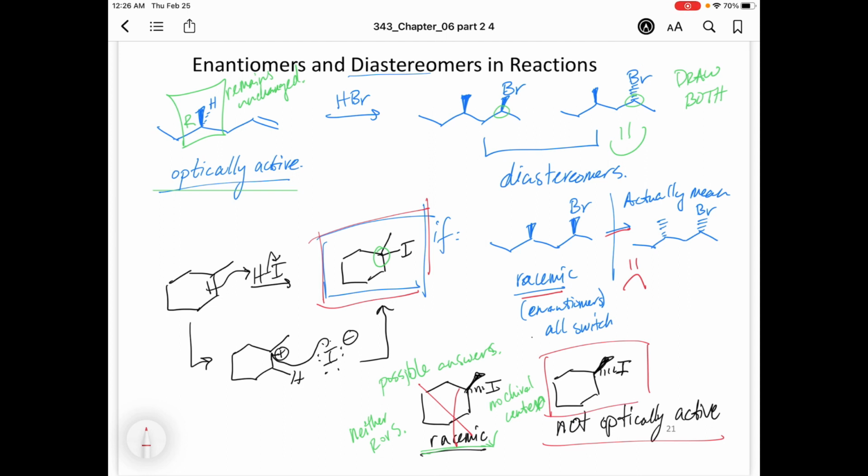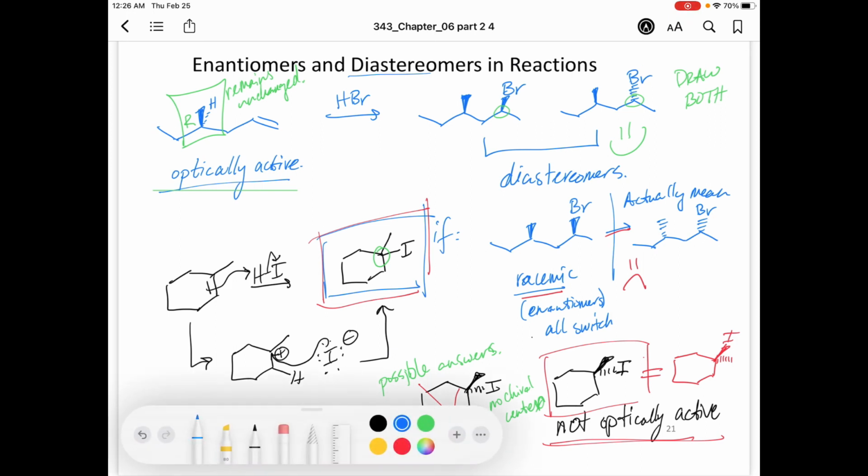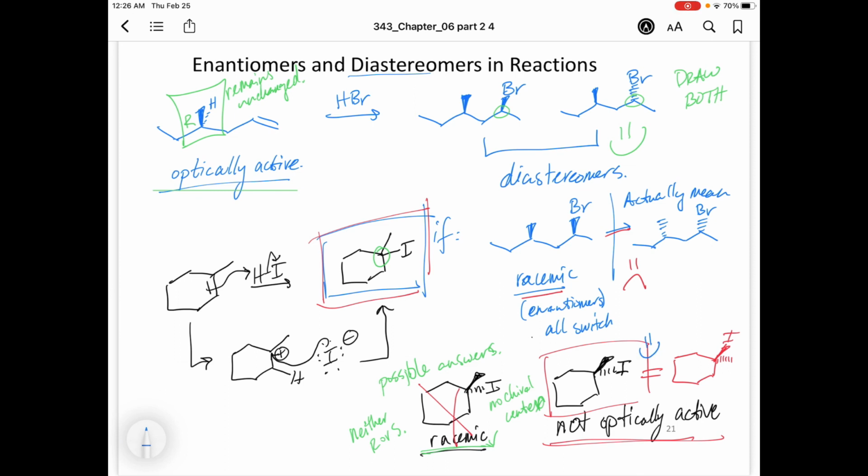Organic chemists are supposed to be able to look at that and say, oh yeah, that's the same as if I were to flip this molecule over, right? So then the iodine would be up and the methyl would be back, and these are the same. Okay, so there's no chiral center, there's no mirror image. I wrote not optically active to help you understand that that drawing is in fact not optically active. So the one here on the right is the correct answer for the quiz.